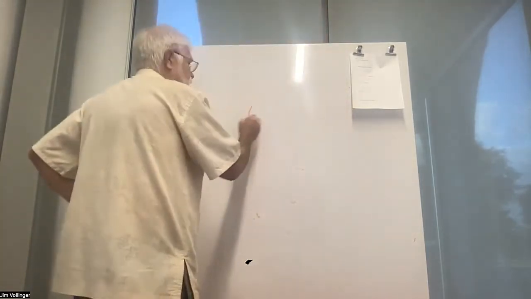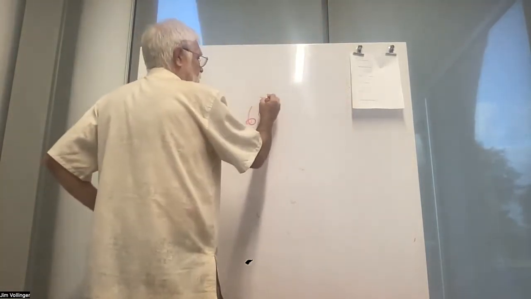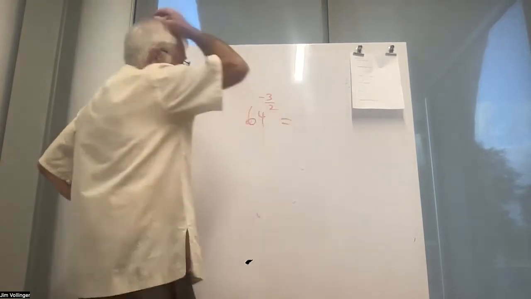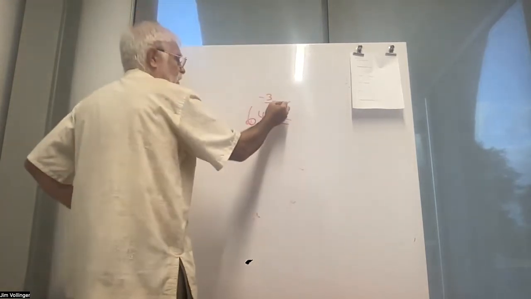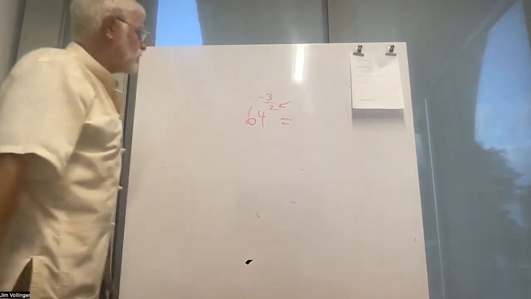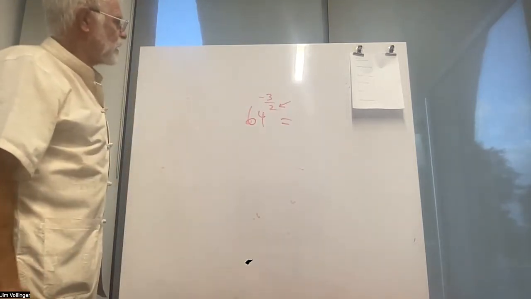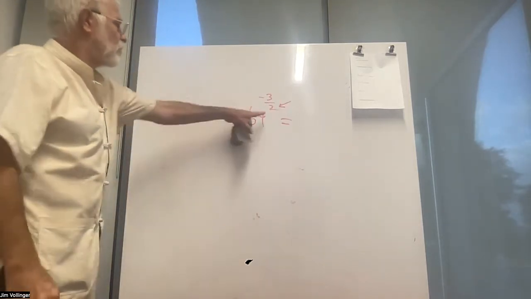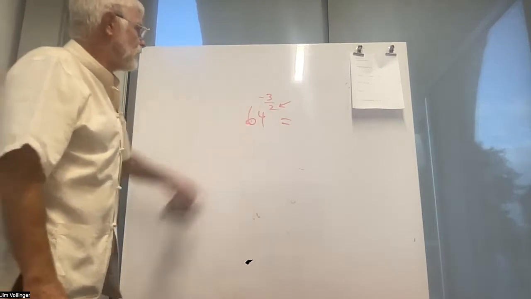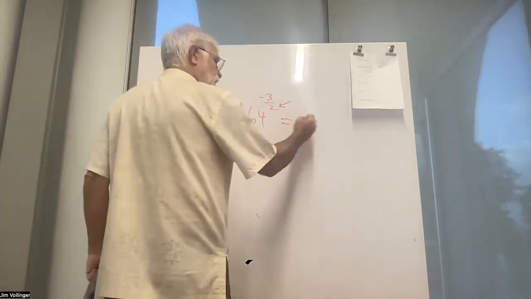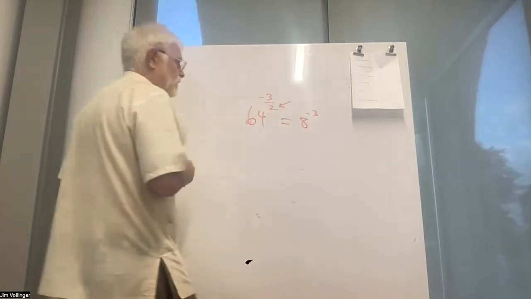64 to the minus 3 halves. Oh, I think I know what that operation is. Numbers in the denominator are roots. And I know what the square root of 64 is. Square root of 64 is 8. 8 to the minus 3.